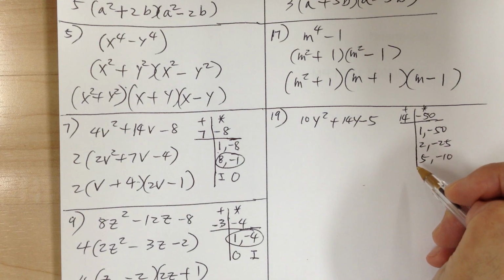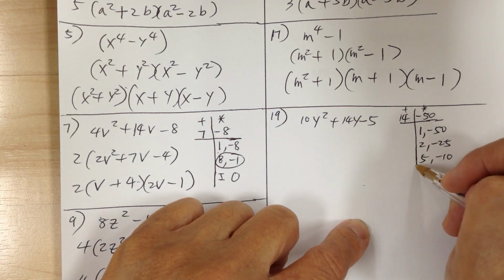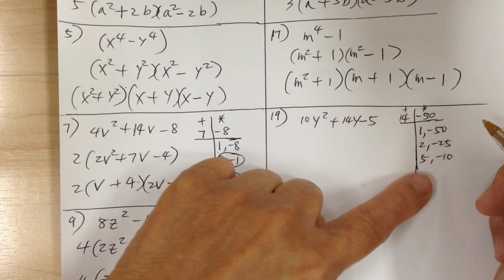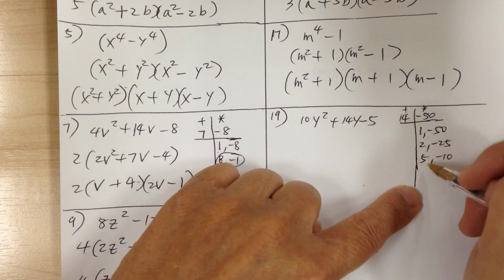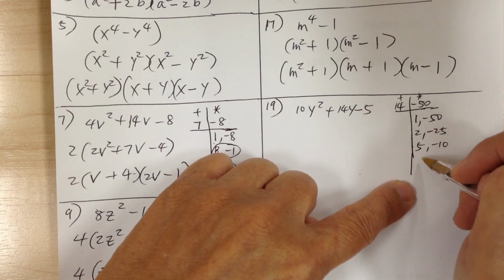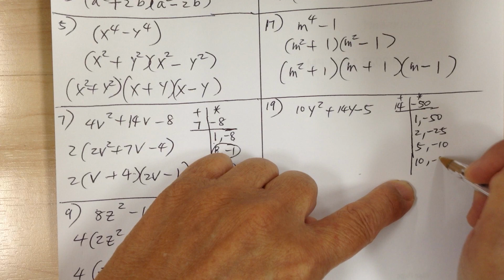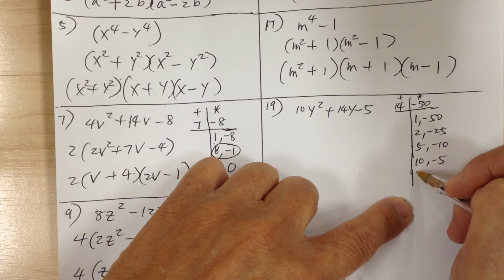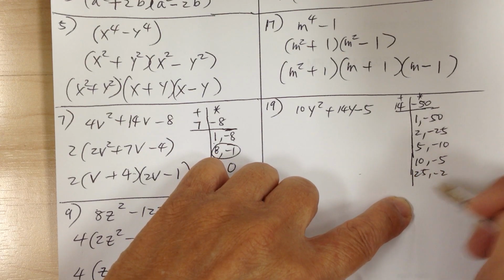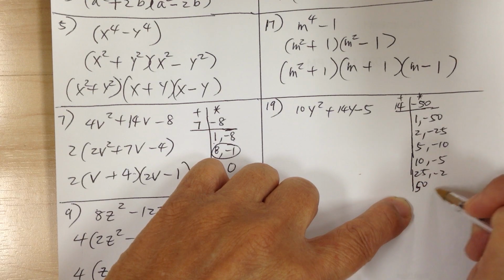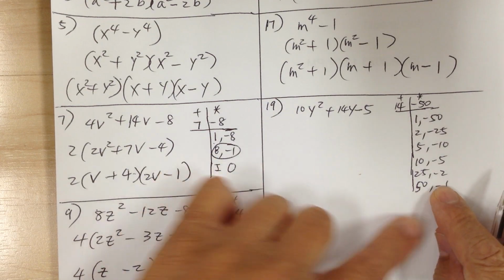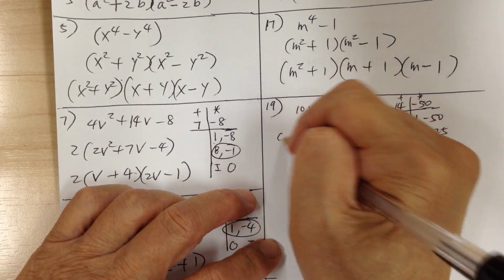And as you can see, you're not going to get 14 already because, once you go, you're just going to go in reverse. So you're going to get 10, negative 5, then 25, negative 2, 50, negative 1. So none of this is going to give you 14. So this one cannot be factored.